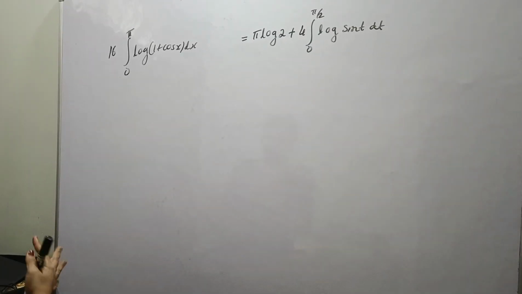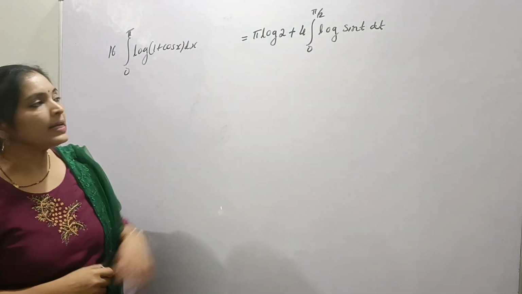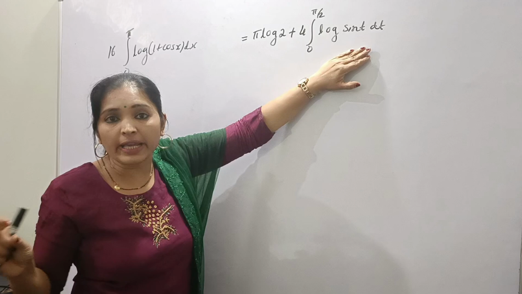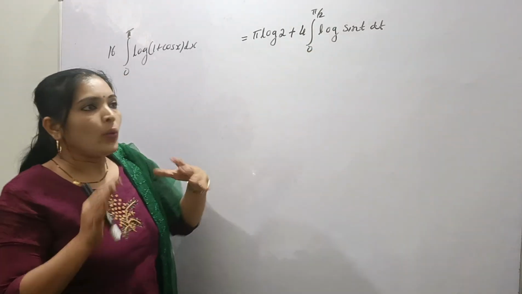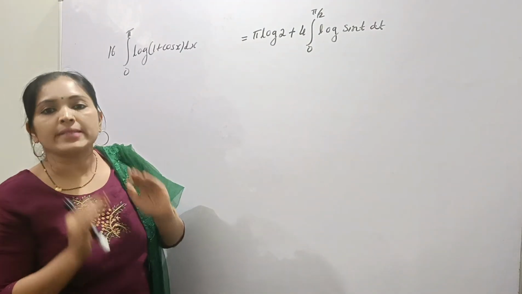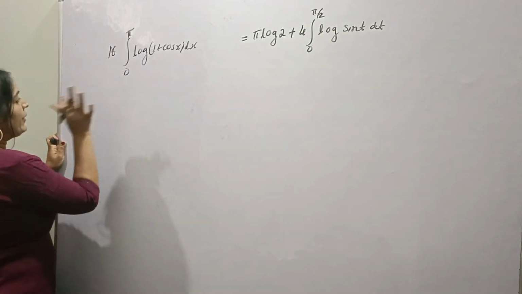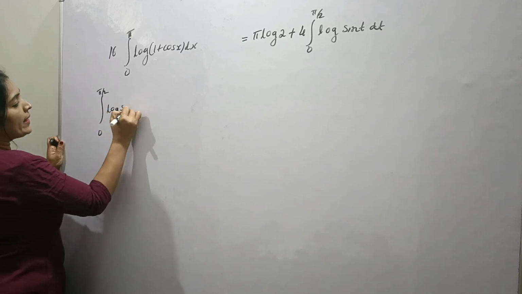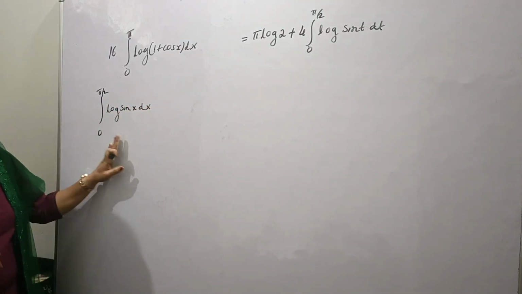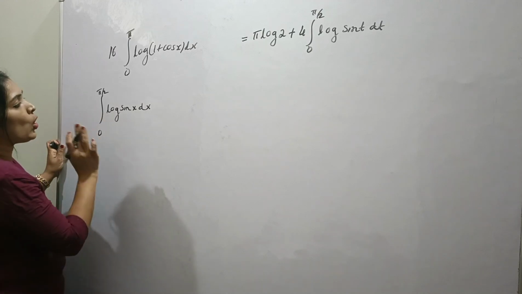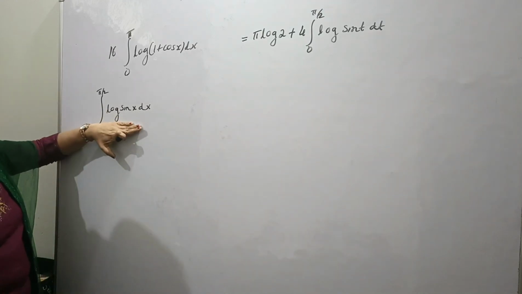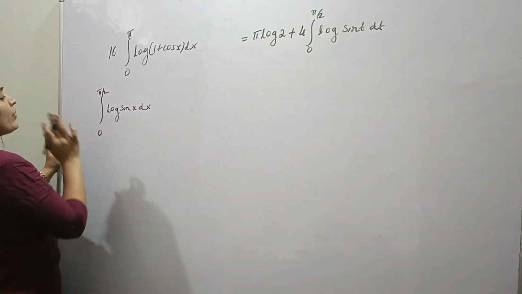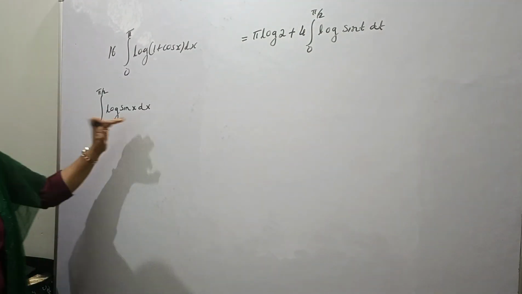Okay, here we have to find the integral of this one, right? So here we will find this integral separately. Not in variable t, but in x itself. We will find the integral from 0 to pi by 2 of log sin x dx. Very important integral. If you know the value of this integral, we can directly substitute here, right? So how do we find the integral from 0 to pi by 2 of log sin x dx?